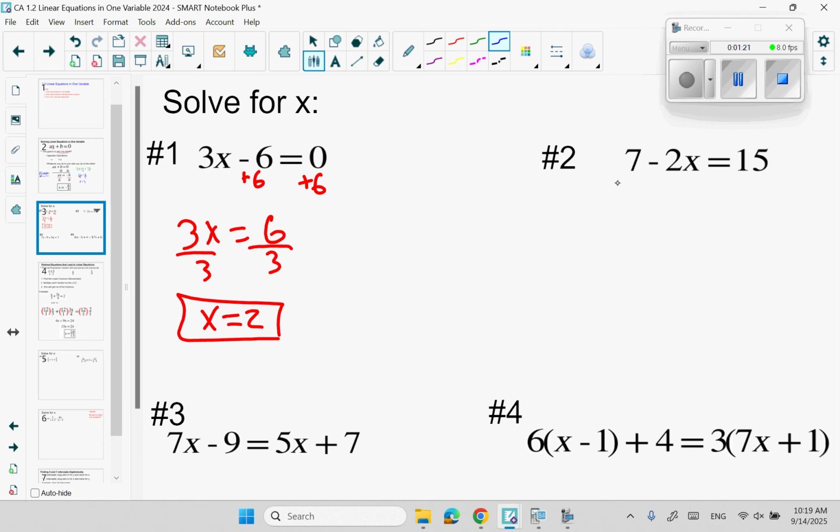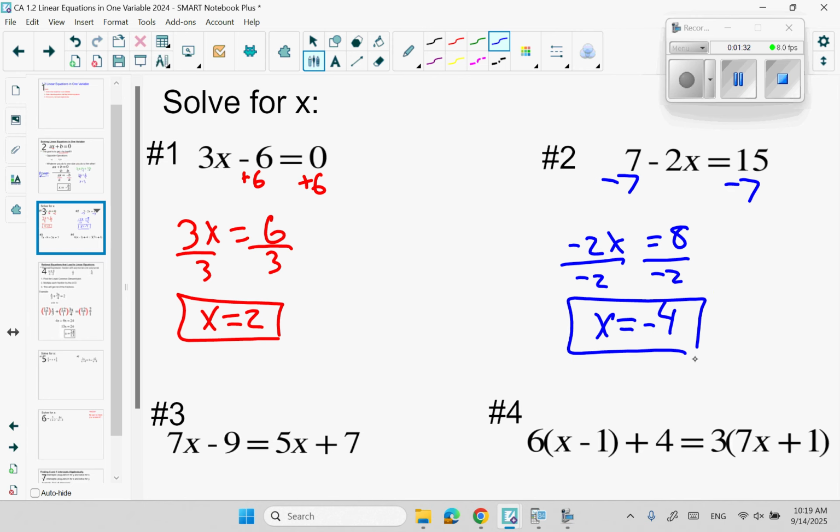Number 2, minus 7. Negative 2x equals 8. Divide by negative 2, divide by negative 2. x equals negative 4.